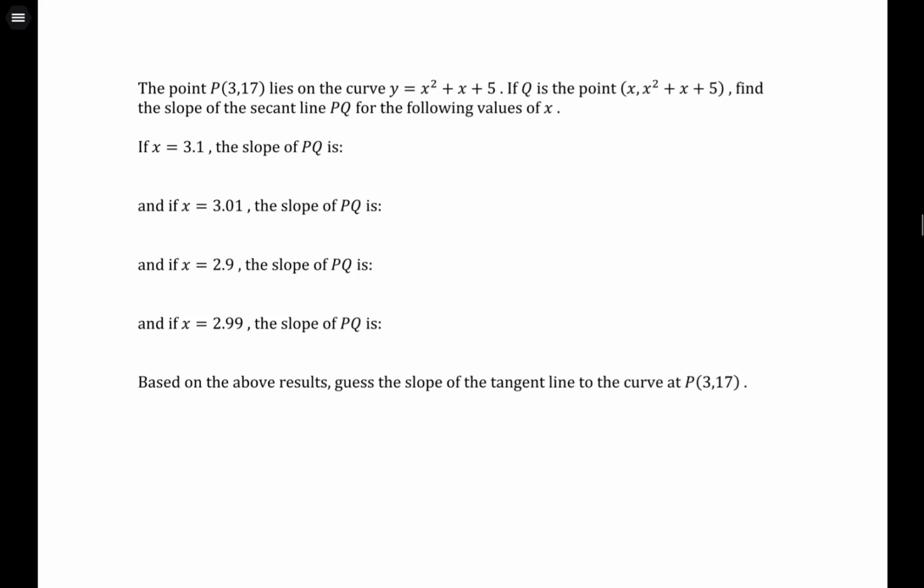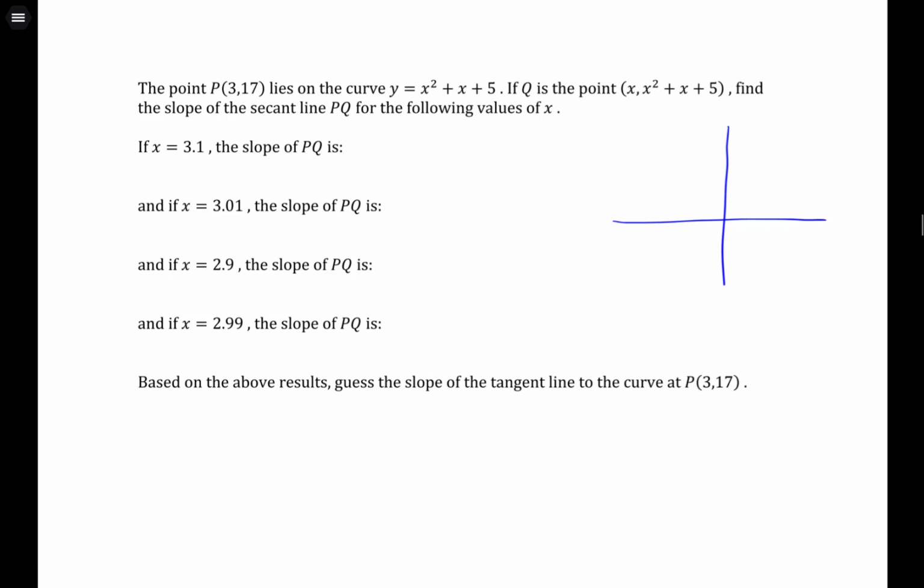The point P(3, 17) lies on the curve y equals x squared plus x plus 5. If Q is the point (x, x squared plus x plus 5), find the slope of the secant line PQ for the following values of x. So what's happening here? I'm not going to draw anything to scale, I just want to sketch an idea.